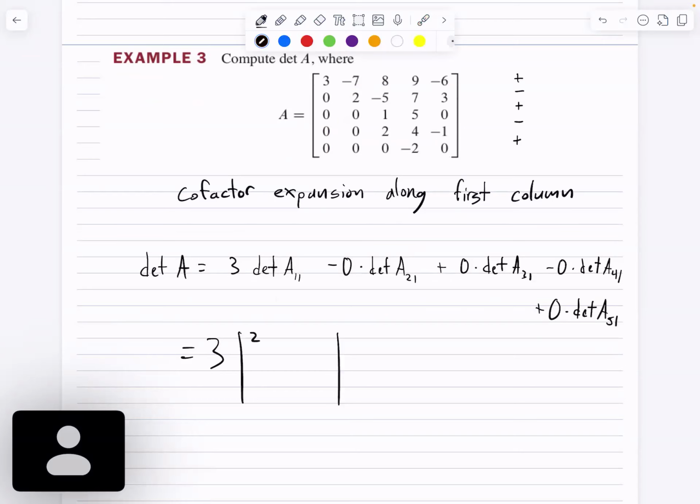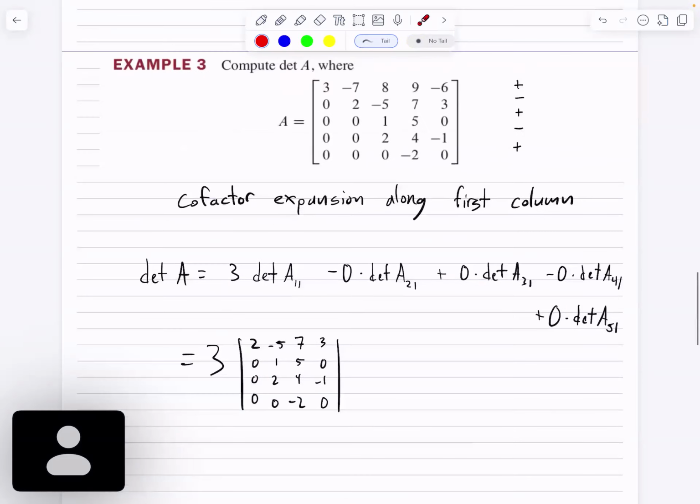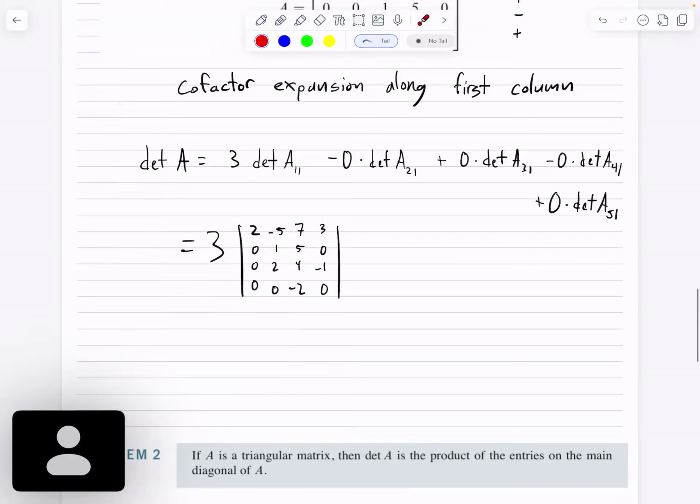And so it's 2, 0, 0, 0, -5, 1, 2, 0, 7, 5, 4, -2, 3, 0, -1, 0. And then I'm going to do cofactor expansion again along this first column, remembering it's plus, minus. And so this is going to equal 3 times 2, and then all the other ones are going to be 0, so it's really just this sub matrix now that I need to do.